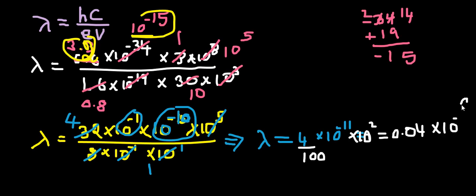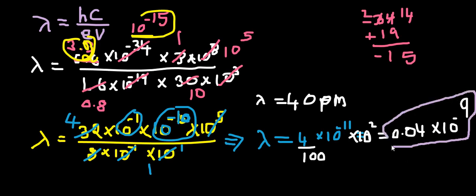10 power minus 9, or picometer, you can divide and multiply. The lambda can be written as 40 picometer. In other terms, it can be written as 0.04 times 10 power minus 9. That is, the lambda can also be written as 0.04 nanometer. So this can be written as 40 picometer or 0.04 nanometer.